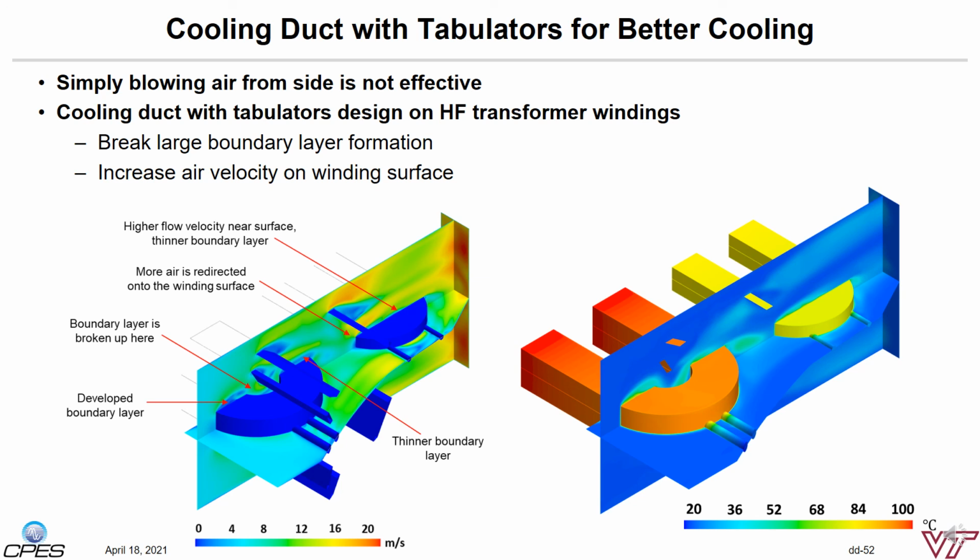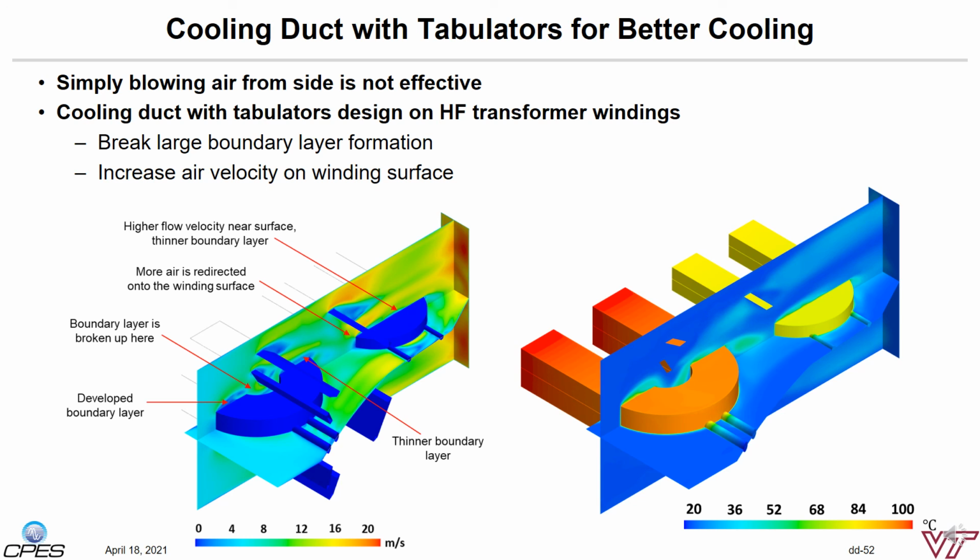The turbulator plates on the inner surface of the cooling duct are used to break the boundary layer and push the airstream to stick to the surface of the winding as much as possible. They also create a tubular airflow around the winding surface. With such a design, multiple transformers can be put side by side with a good thermal performance.